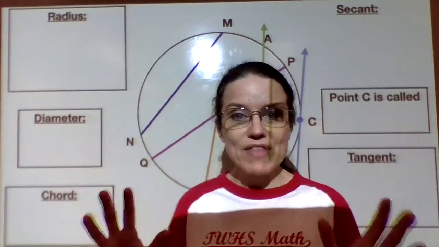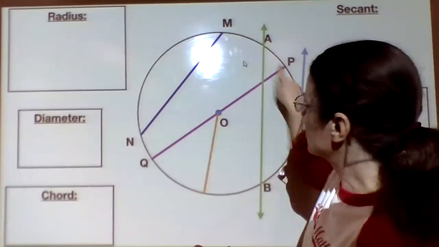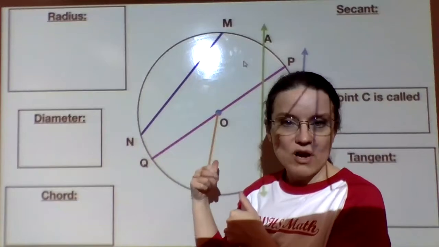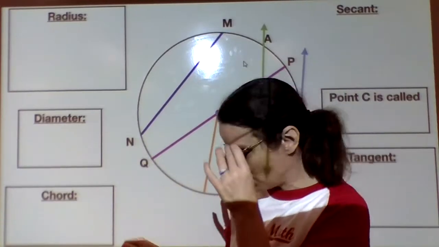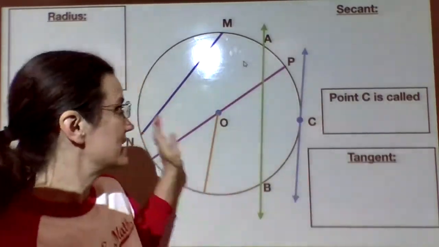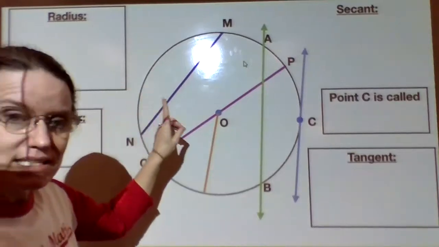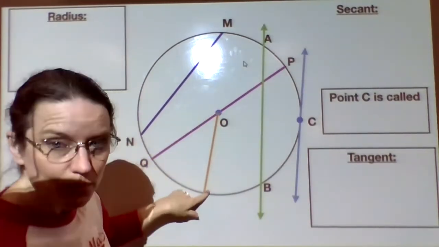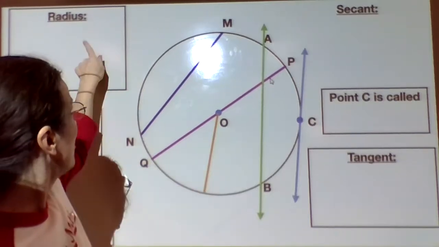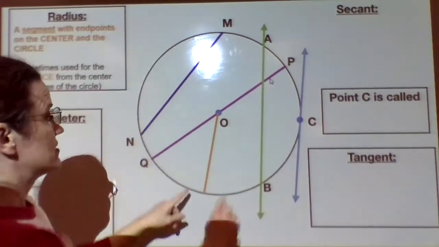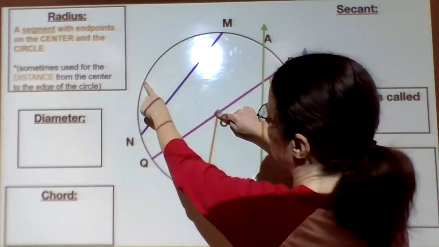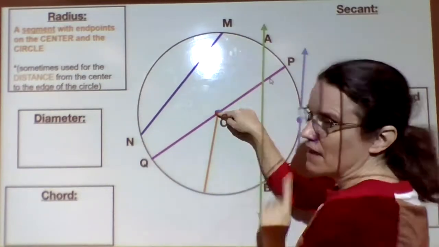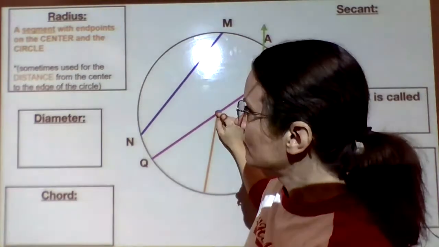So when you have that circle, this round curve here, we're going to start drawing a bunch of lines and segments all over it. And so when we do that, we give them a bunch of names. If you take a segment and put its endpoints on the center and somewhere on the circle, we call that the radius. So the endpoints are on the center and the circle. It could be here. It could be here. Okay? It's called your radius.